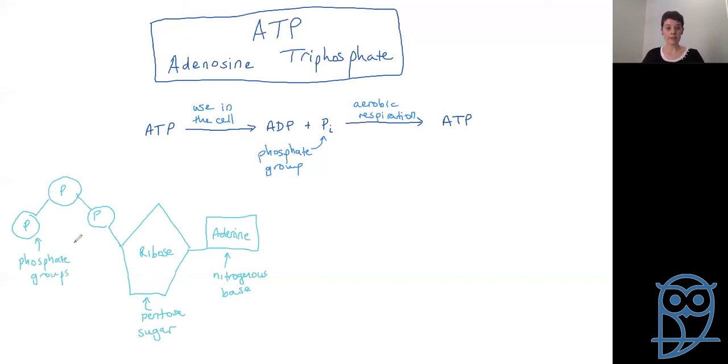So what happens is that we're going to lose this last phosphate group, and we're going to make ADP. Then we're going to do aerobic respiration. We're going to put that 3rd phosphate group on again. Then it's going to get used so that the energy can be used somewhere in the cell. And then we're going to put it back on again. So it's a constant recycling between ADP and ATP.